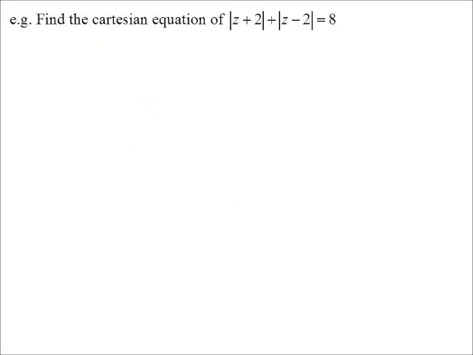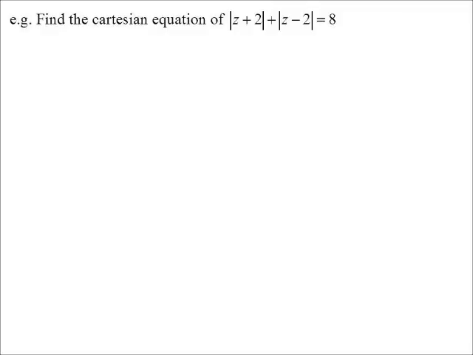Well, that brings us to this sort of question then. Back to complex numbers. The modulus of z plus 2 plus the modulus of z minus 2 is equal to 8. That's an ellipse. Reason. Let's go back to this. What is it saying? The distance from P to one point plus the distance from P to another point is equal to a constant value. And we end up with an ellipse.